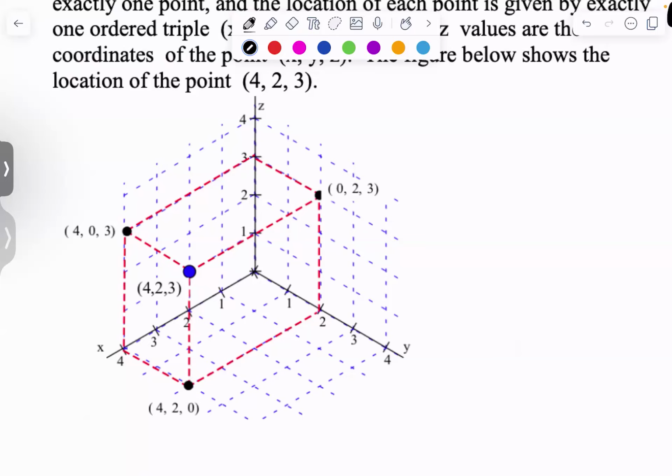And we can see we have some of our points sort of highlighted. And I want to write out a couple of other points that are here. This is 0, 2, 0. This is 4, 0, 0. And this is at 0, 0, 3. So just getting us an idea of what three-dimensional graphs look like.